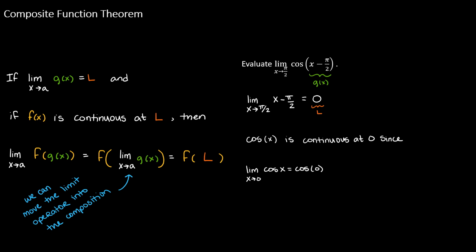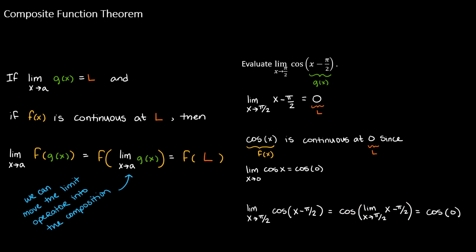We know that cosine is continuous at 0 because the limit as x approaches 0 for cosine is exactly equal to cosine evaluated at 0. So we can call cosine our outer function, and we're going to evaluate that at the limiting value of g, which is 0. So using the composite function theorem, we can evaluate this limit by considering the outside function and the inside function, sneaking the limit inside of the outer function, evaluating the limit on that inner function, and then finishing it up by evaluating our outside function at that limiting value.